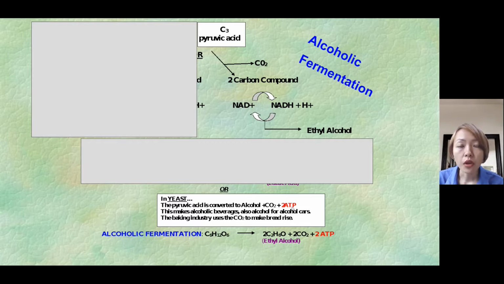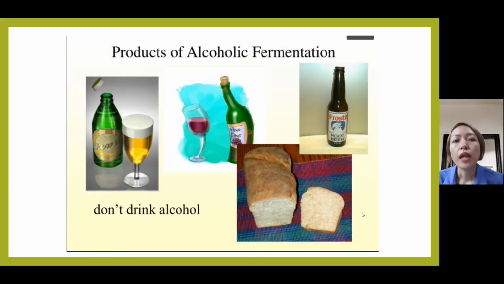So that is how alcoholic beverages are made, and also the baking industry, because it uses the giving off of CO2 by yeast to make the bread rise. If you look at this equation, the glucose is split into 2 pyruvate. The pyruvate will now become a 2-carbon molecule, C2H6O, okay, plus two CO2 and a minimal yield of 2 ATP. So these are sample products of alcoholic fermentation.